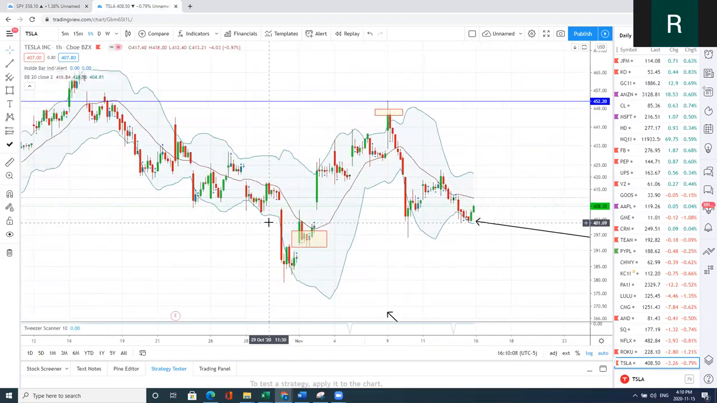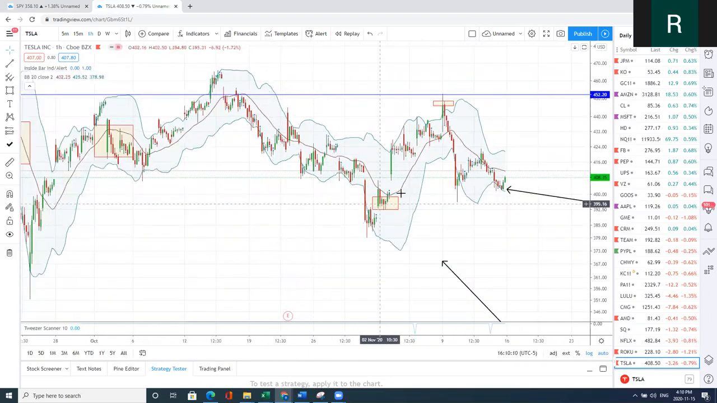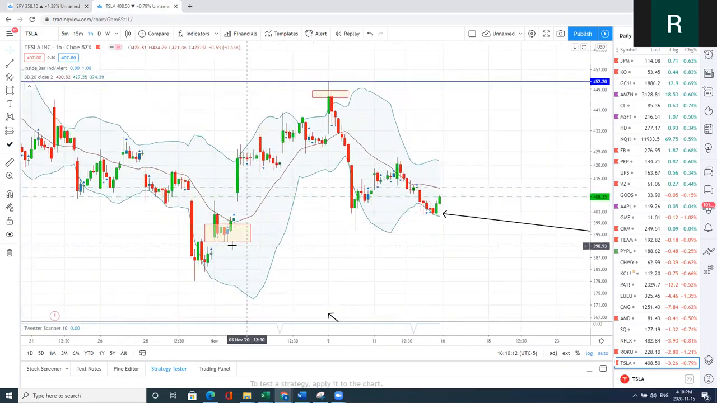Here's another example where we have an inside hammer bar right near previous support with a hammer before it. So this is an example of a good long play, right? So I wouldn't be looking to short down here. I wouldn't be looking to go long up here. Those are things you need to be very, very aware of: where is this candle setting up, right?